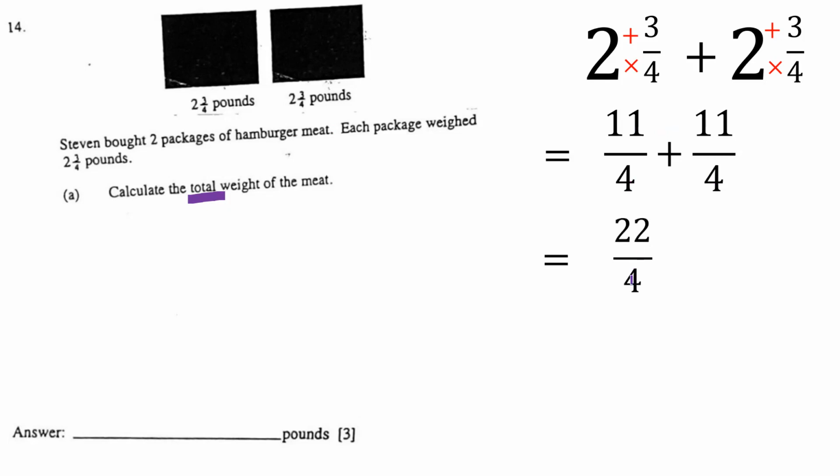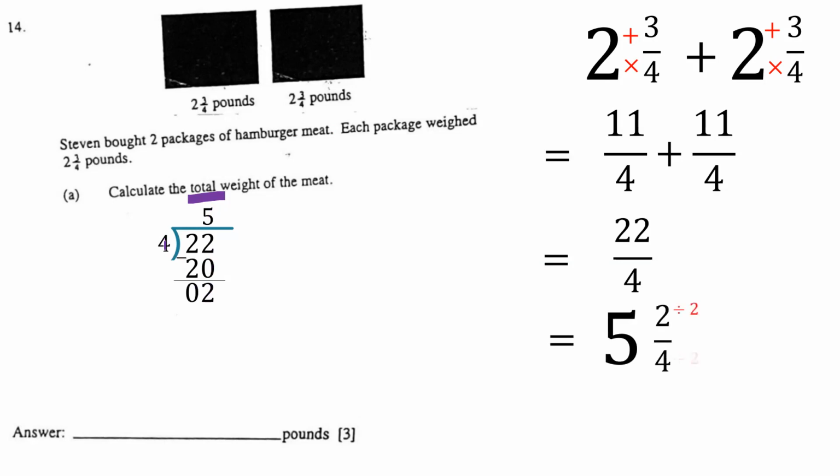Now we have to divide 22 by 4. How many times does 4 go into 22? Well, 4 goes into 22 5 times because 4 times 5 is 20. We subtract 20 from 22 and we get 2. And so now 5 is going to be the whole number, 2 is going to be the numerator, and 4 is going to be the denominator. And so it's 5 and 2/4.